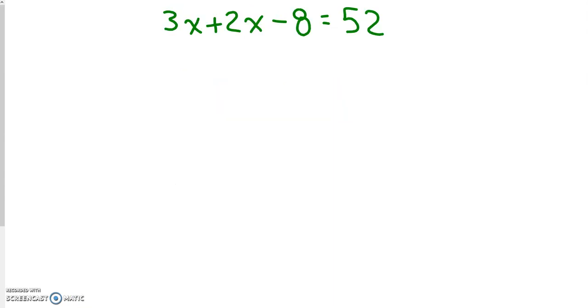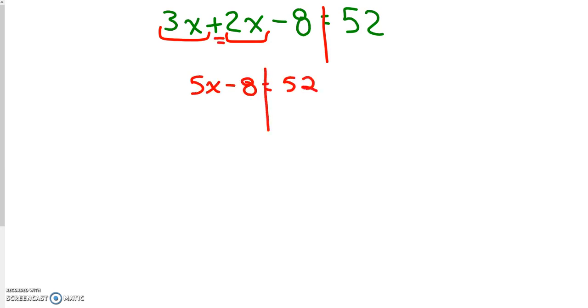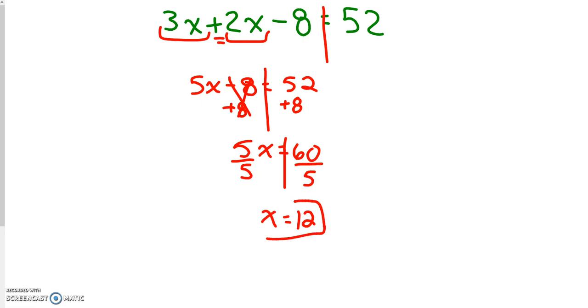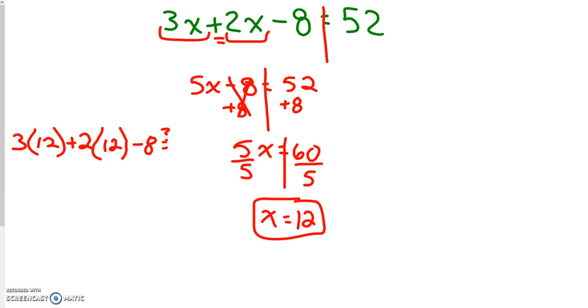So again, going through our three steps, we want to combine like terms first. 3x's plus 2x's, that's 5x's minus 8 equals 52. Undo addition and subtraction. They subtracted 8, so I'm going to add 8. So 5x is 60. Undo multiplication and division. I'm going to divide by 5. x equals 12. Again, if I substitute 3 times x, which I think is 12, plus 2 times x, which I think is 12, minus 8, should equal 52.